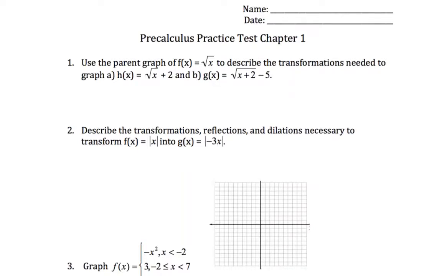Here's a review for the Pre-Cal Chapter 1 test. So these are sections 1 through 7. So first thing is we're going to describe transformations.